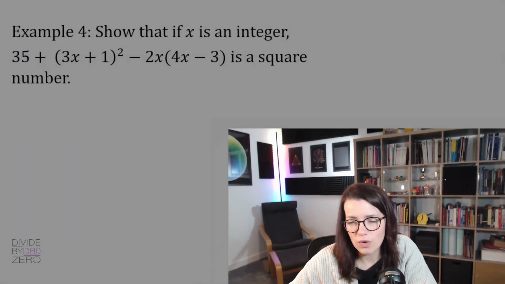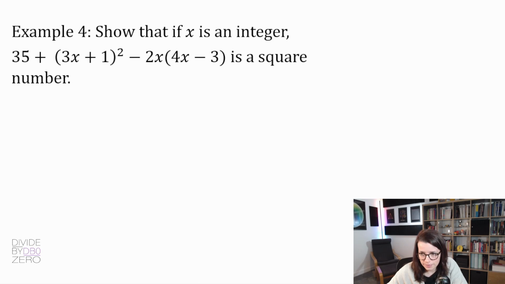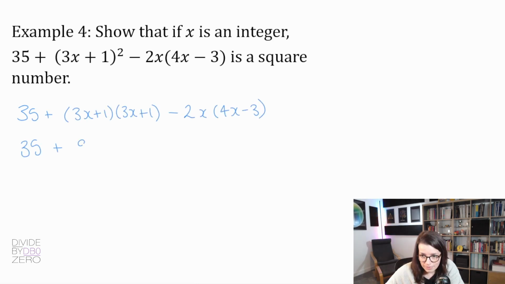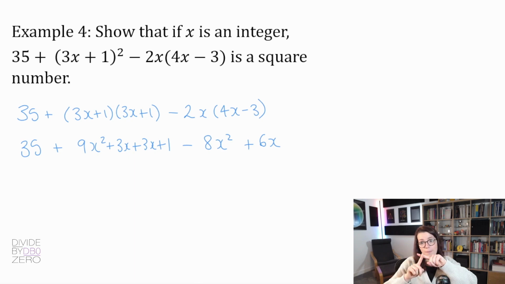Next example also involves quite a lot of algebra, but it's a slightly different question. So let's have a look. We've got: show that if x is an integer, then this whole expression here is a square number. I would just make a start expanding and simplifying and see what it gets you. So let's go for it. 35 plus, and then double brackets, take away this, expanding, so 9x squared plus 3x plus 3x plus 1 minus 8x squared plus 6x. Just be careful there again, double negative makes positive.